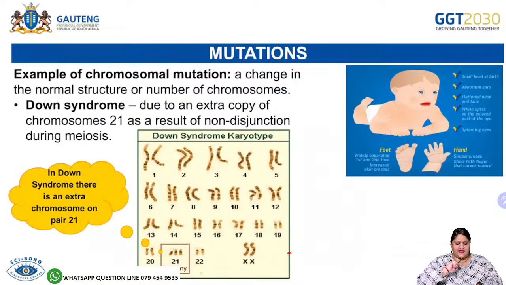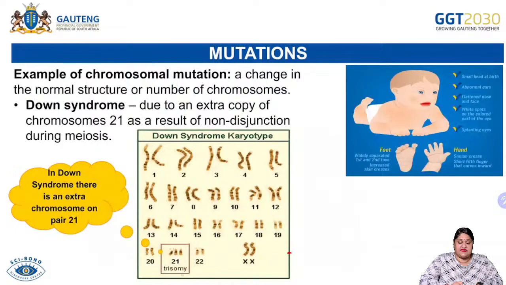And let's just remind ourselves, how many autosomes do we have? We have 22 pairs, which are 44 autosomes. And how many gonosomes? We have 2 gonosomes, or 1 pair. So this is showing us, like I said, a change in the structure or the number of chromosomes. And in this particular instance with Down syndrome, we have an extra chromosome on pair 21.